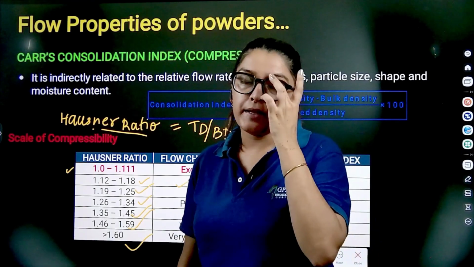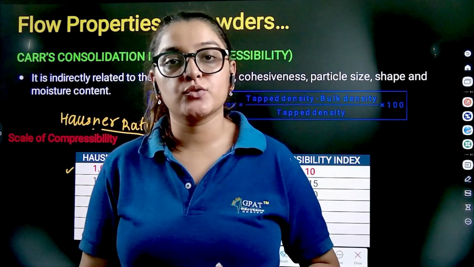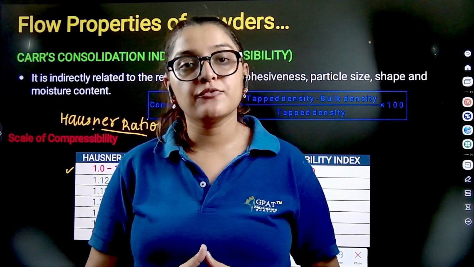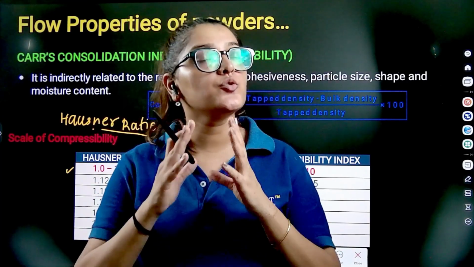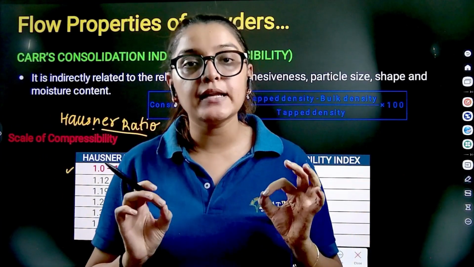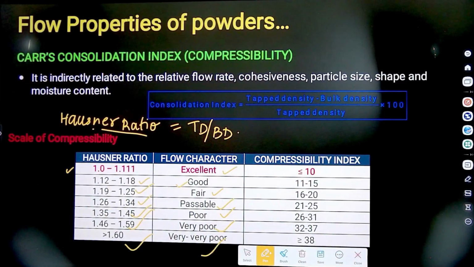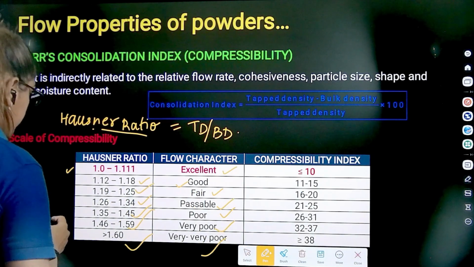But please, this is my personal request to you all. This topic is very important. So you have to remember the formulas and ranges, there is no other way out. Definitely one or the other question you may spot in your exam. So just like in the Carr's index, you got the difference.